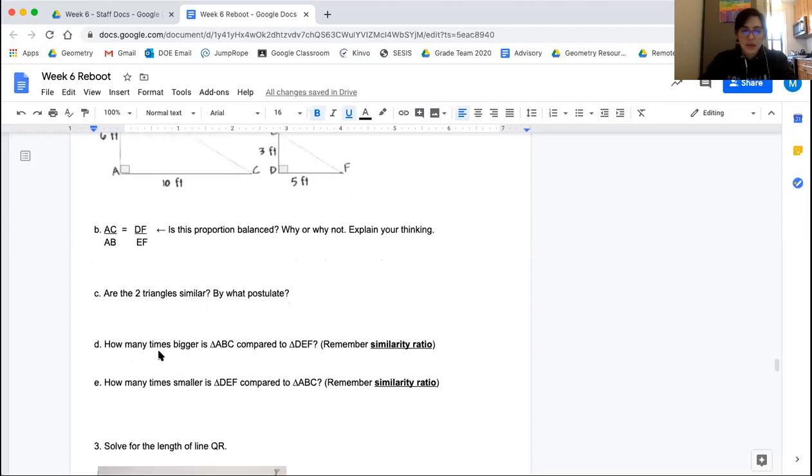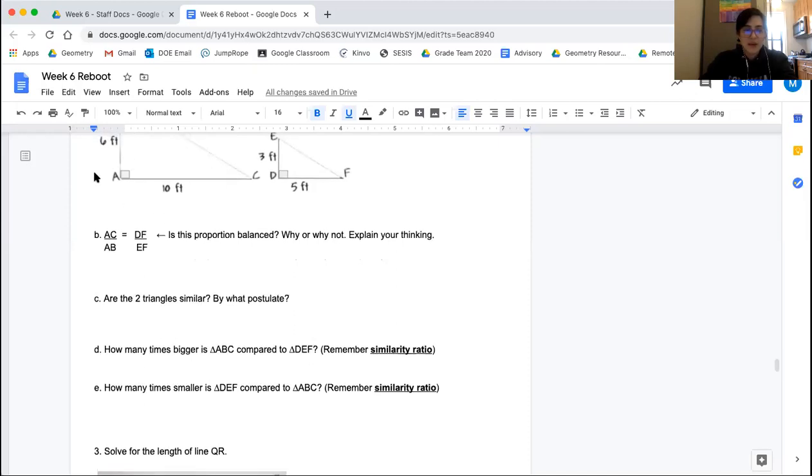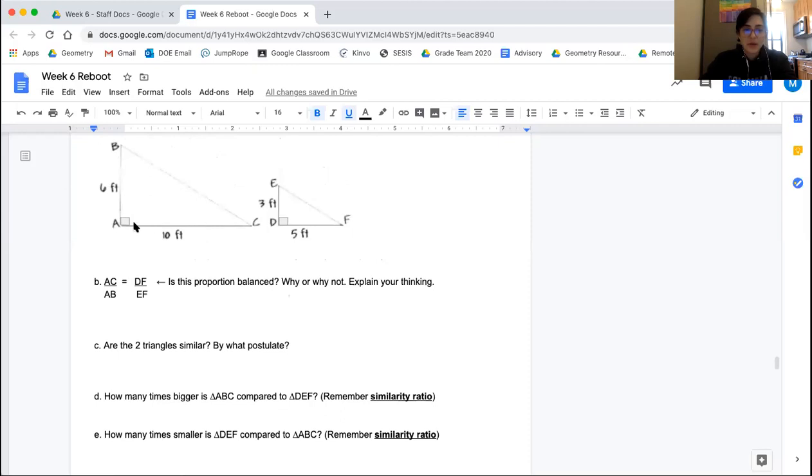These two questions right here ask you to think about the similarity ratio. How many times bigger is this ABC triangle compared to DEF? And how many times smaller is this small one compared to this big one?